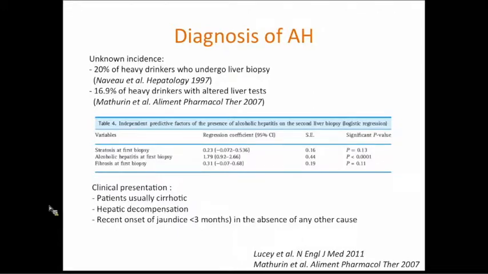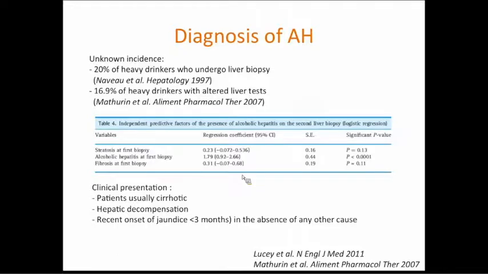And it seems that there might be a small subgroup of patients who are more prone to develop recurrent episodes of alcoholic hepatitis if they continue their drinking over time. In this paper, which was published by Philip some years ago, it was observed that patients who had hepatitis on the first liver biopsy were more likely to have alcoholic hepatitis again on a second liver biopsy if it is performed 2 years after. And this process might result in an enhanced inflammation and a faster progression to cirrhosis.